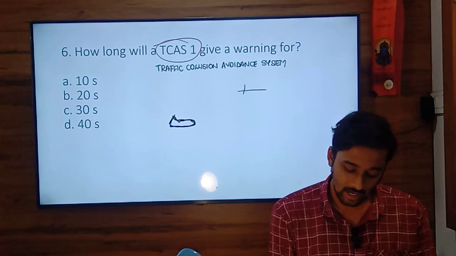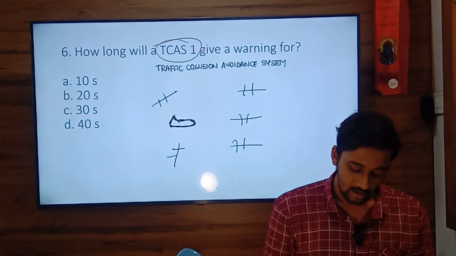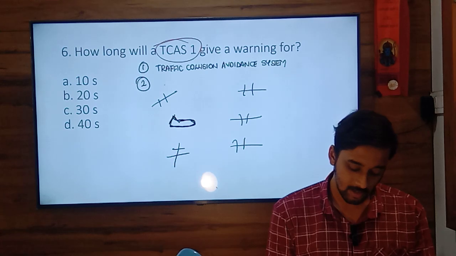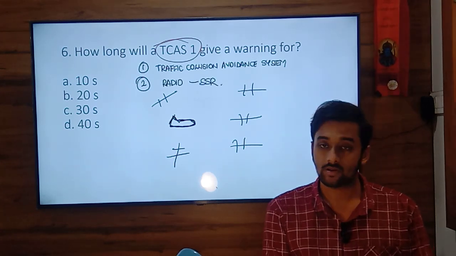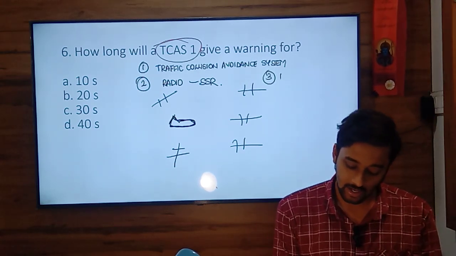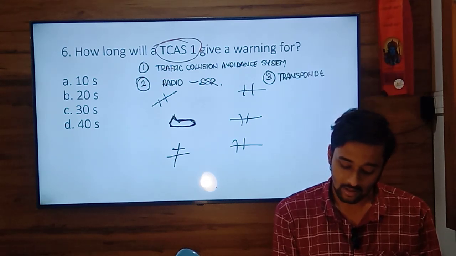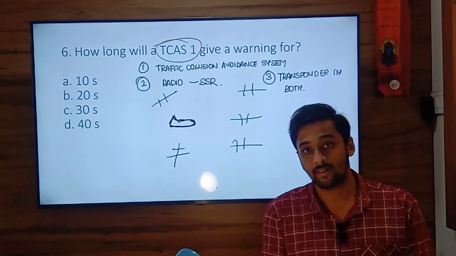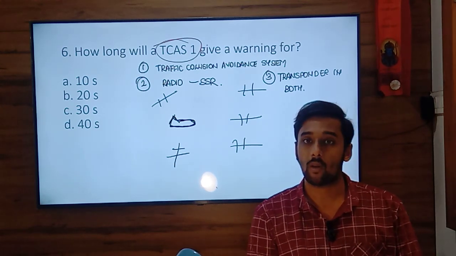So there may be too many aircraft surrounding your particular aircraft. So we always need protection from them. So the traffic collision avoidance system works on the principle of secondary surveillance radio. It requires a transponder in your aircraft and a transponder in both aircraft, that is yours and the traffic. Okay, it requires that. So this is how it operates.